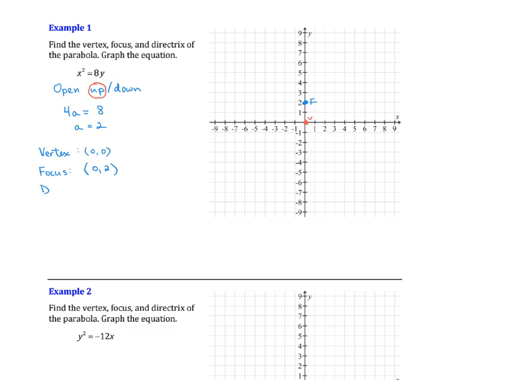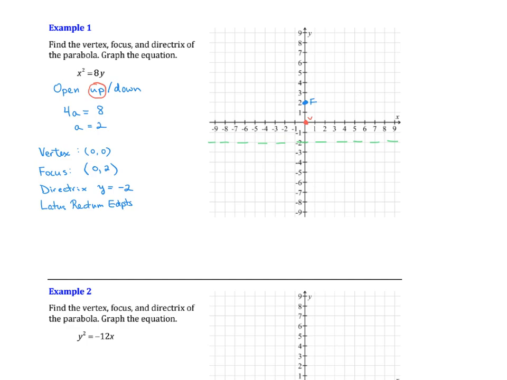Our directrix is on the other side, so it's going to be the horizontal line y equals -2. Now, how do we determine where our parabola goes? It's going to pass through our vertex, but let's also look at our latus rectum. The latus rectum will have endpoints on our parabola.